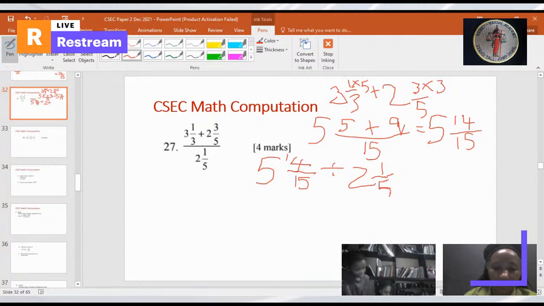All right, so what do we do now? Miss, you change the division sign into multiplication. Not yet. Change the first mixed number to an improper fraction. So 15 times 5, that is.